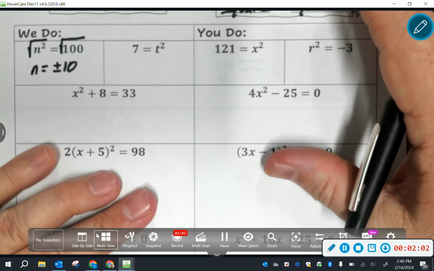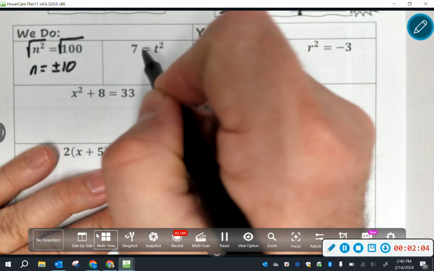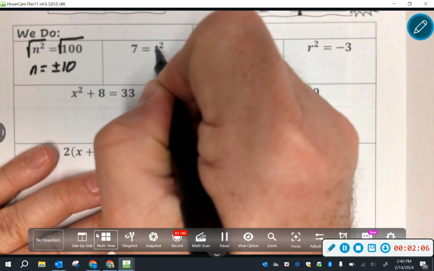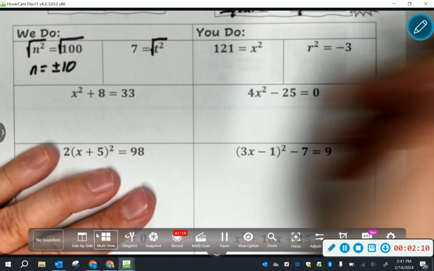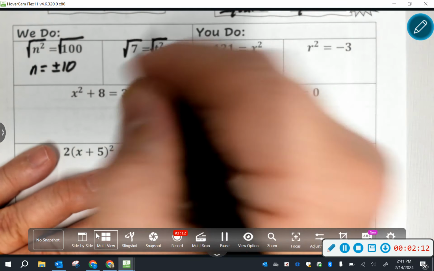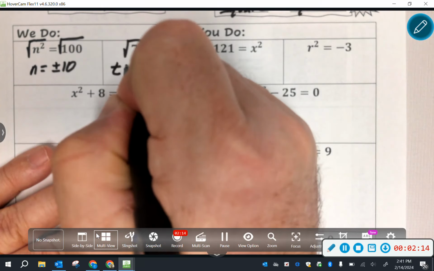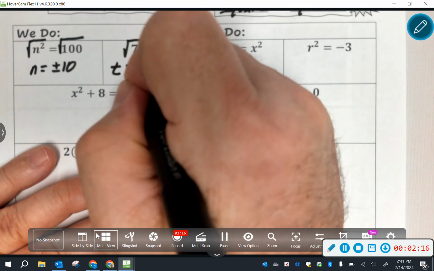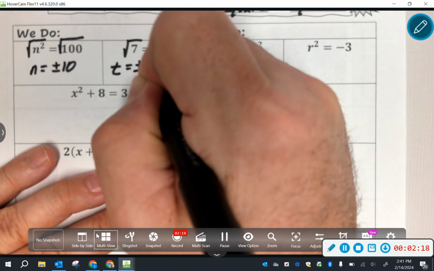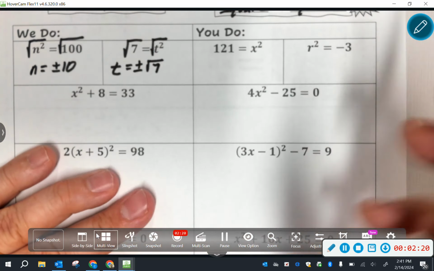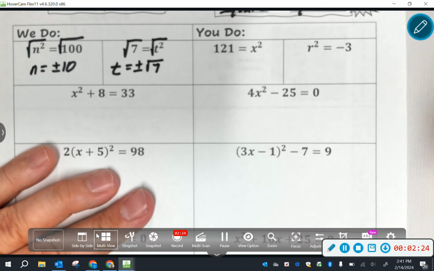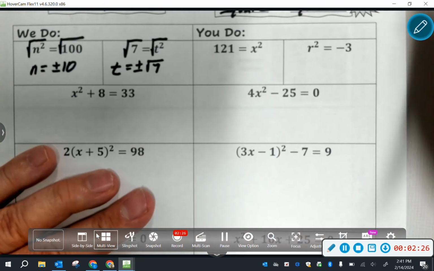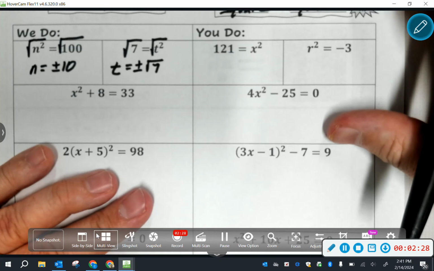Alright, so next we're solving t squared is equal to 7. So again, I take the square root of this side, take the square root of this side. So that's going to give me t is equal to plus or minus the square root of 7. So I can also write it like that, or I can write it as the decimal, getting the square root. Alright, next one.